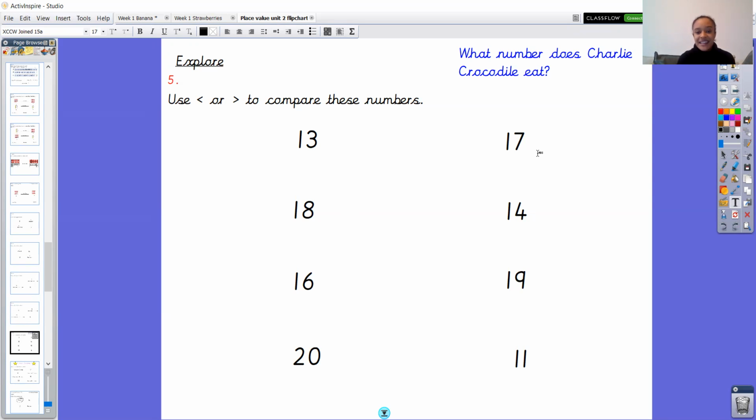17 is the biggest number. So that means I need my sign to be facing 17. Okay, so I'm going to put it in the middle. The biggest part of my sign is facing 17.